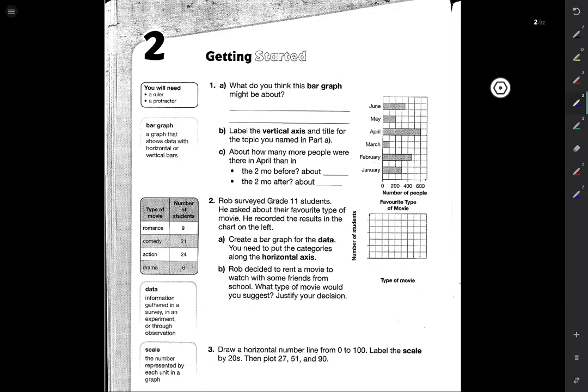The first unit we're starting with this semester is a unit on graphs. So we want to look at how to make graphs as well as how to read them and get information from them. So let's go through this getting started page here. So question number 1 says, what do you think this bar graph might be about on the side?